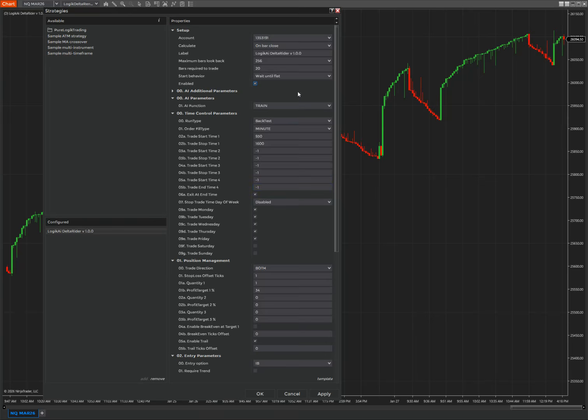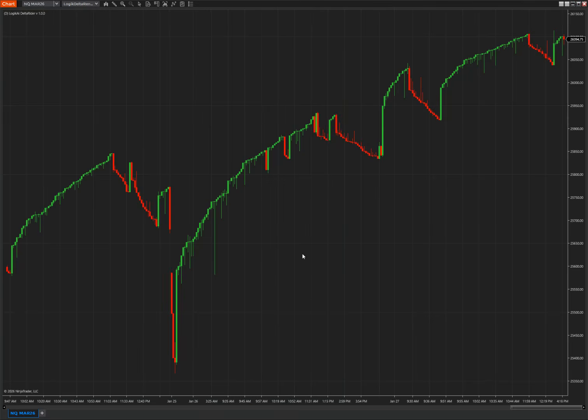So the first thing I'm going to do is run this in a backtest, again from 9:30 to 4 o'clock. It's going to take a few seconds, and once it finishes, you'll see all the trades taking place, and we're going to go through the stats and drill down on the various times that we want to trade.